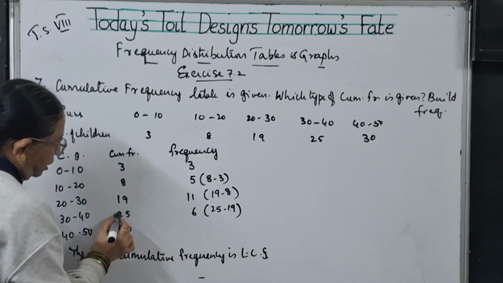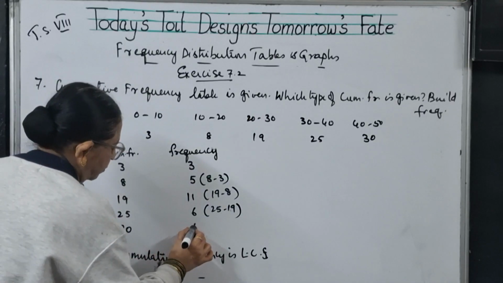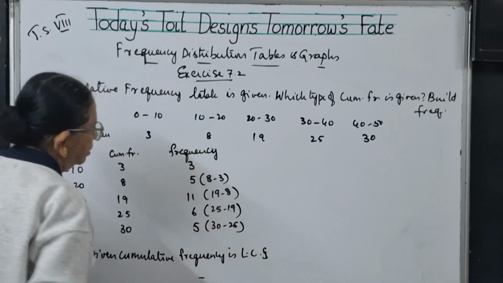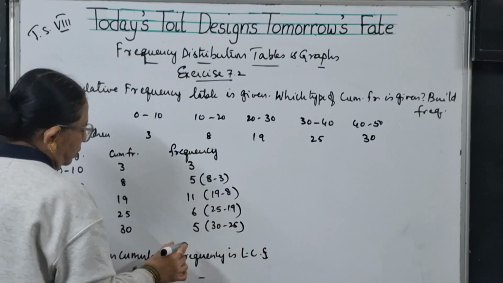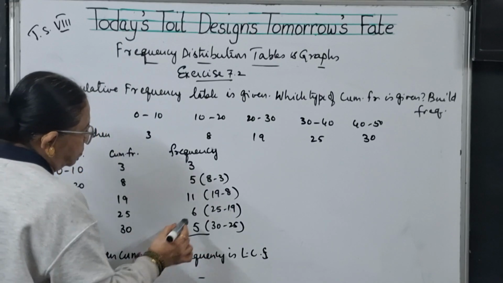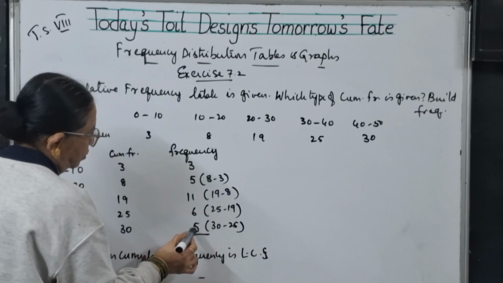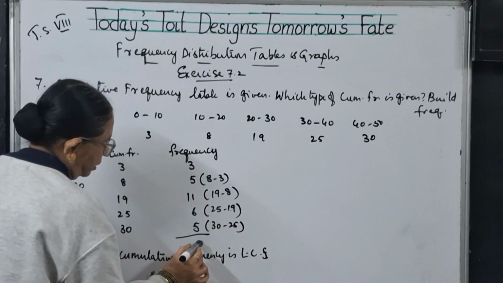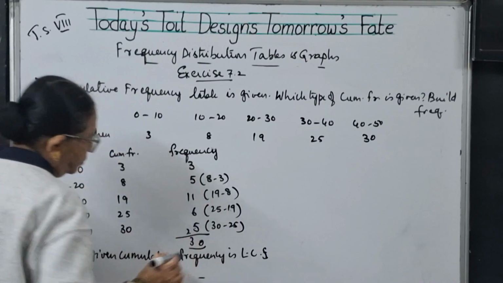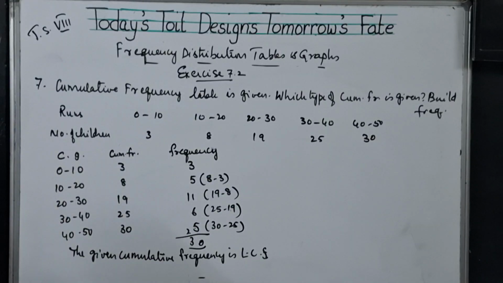Next, 30 minus 25 is 5. So this is how we have written cumulative frequency. If you add it, how much am I getting? 5 plus 5, 10, 19, 20 and 30. See, this and this are same. So our problem is right.